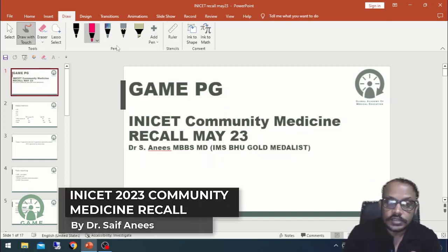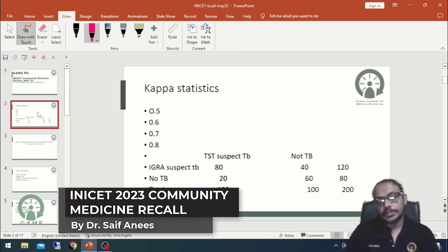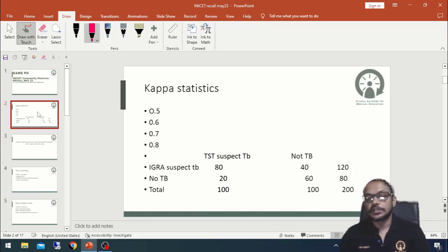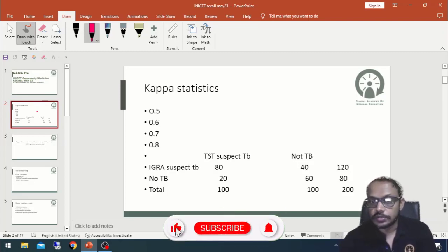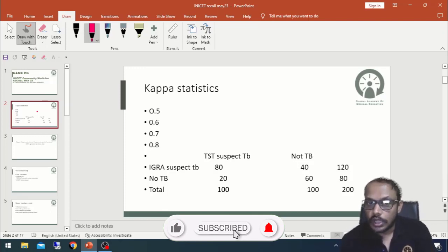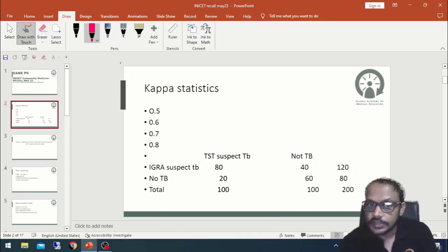Okay. So, let us come to the first question, which is related to Kappa statistics, and we all know that this is a very tough topic because biostatistics is always somewhat difficult in the INI-CET examinations. As we see here, Kappa statistics is asked in the question, and the options were like 0.5, 0.6, 0.7, 0.8, something like that.